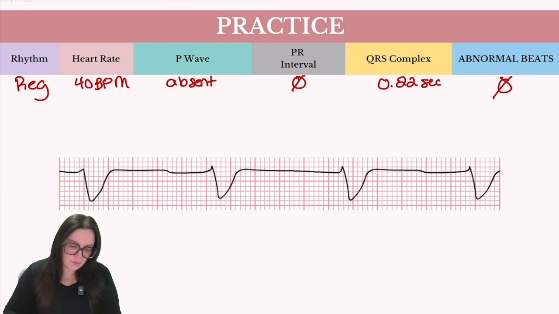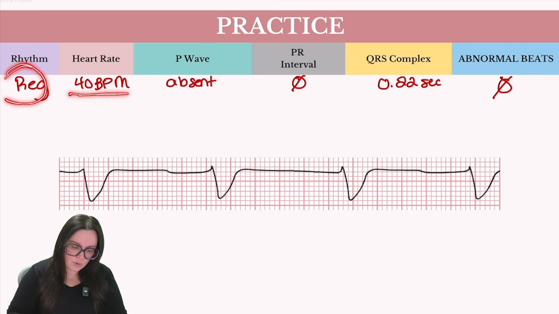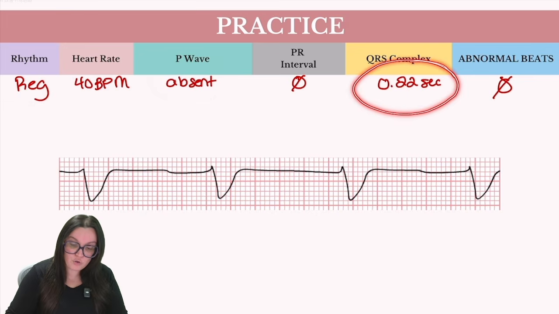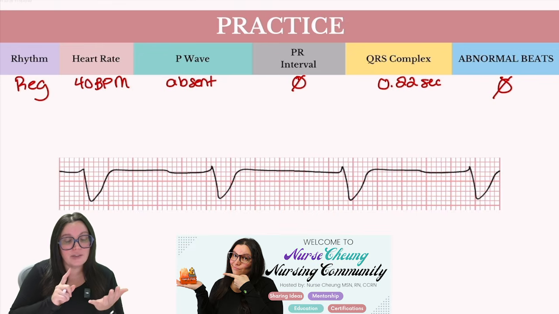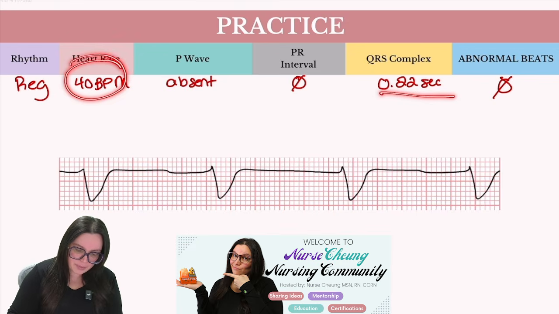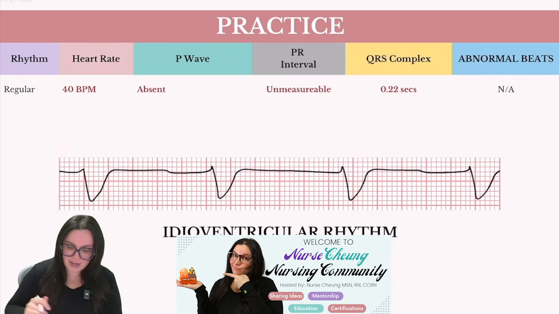So let's take a look at what we have here. We have a regular rhythm, 40 beats per minute. We have a P wave that is absent, and we have this huge QRS complex. So the fact that I have that huge QRS complex means that I'm either going to have bundle branch or ventricular in the name. Based on the heart rate, the big QRS complex, and the regular rhythm, I know that this rhythm is an idioventricular rhythm.